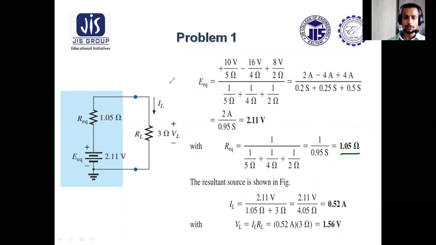So what should be IL? IL equals EQ, that is 2.11 volt, divided by RL plus Req. So IL is 0.52 ampere. So VL is the voltage across RL, which has 3 ohm resistance. So IL into RL will be VL. So VL equals IL RL. This is how we can find the current through a particular branch or the voltage across a particular branch if all the voltage sources with their internal impedances or resistances are connected in parallel. Millman's theorem can be applied to determine this voltage or current through a particular load.